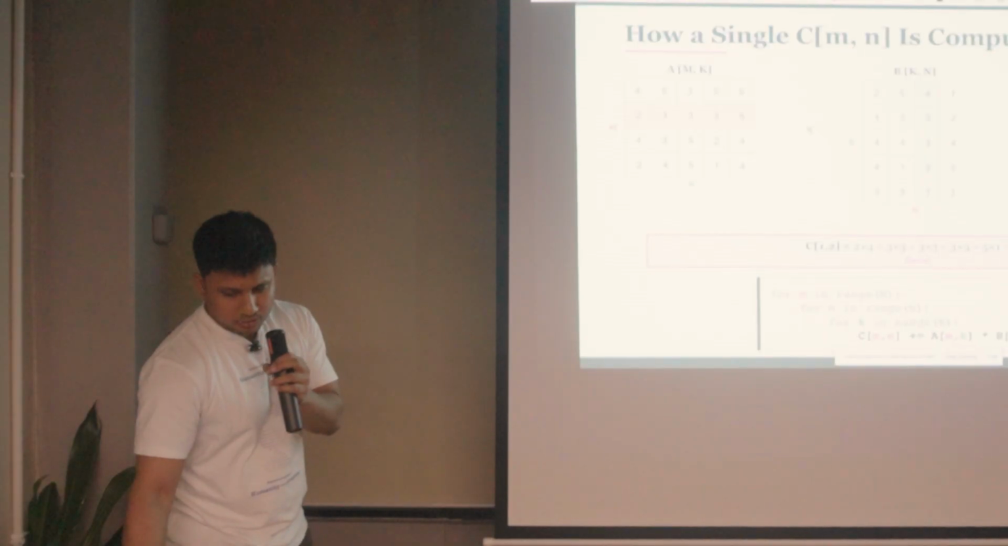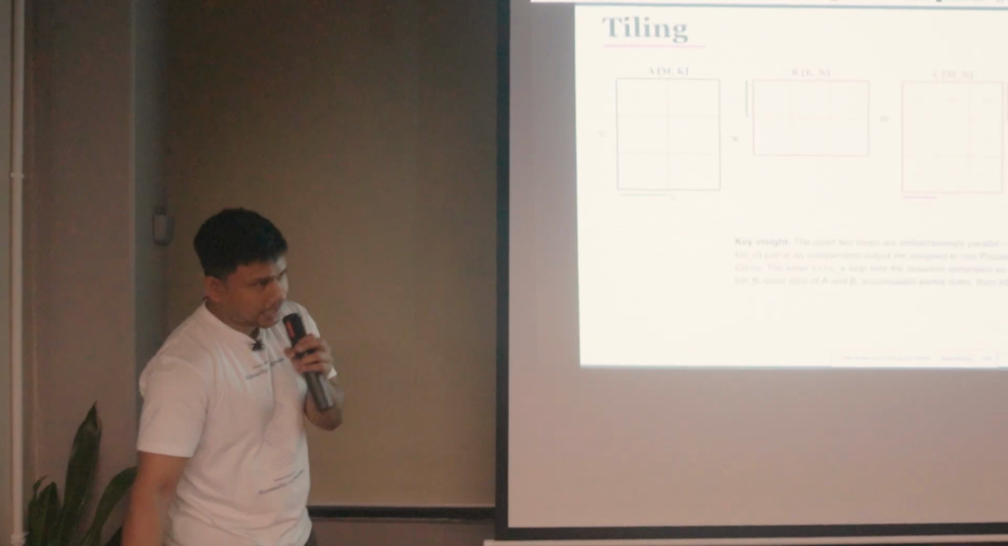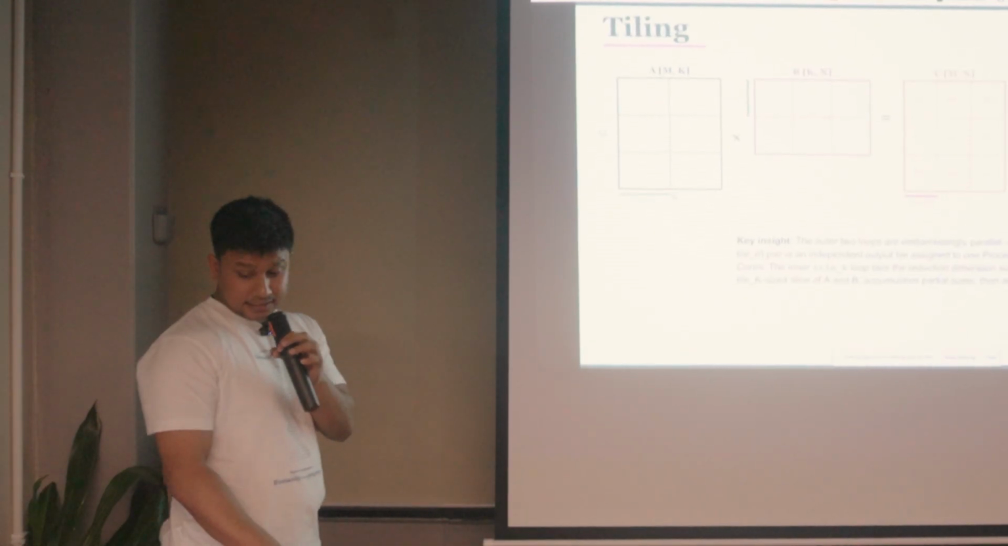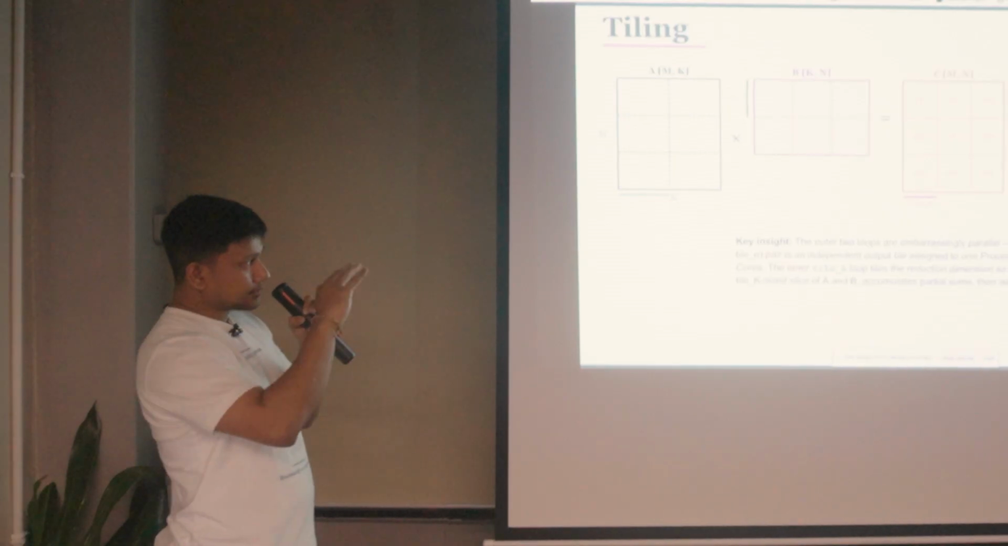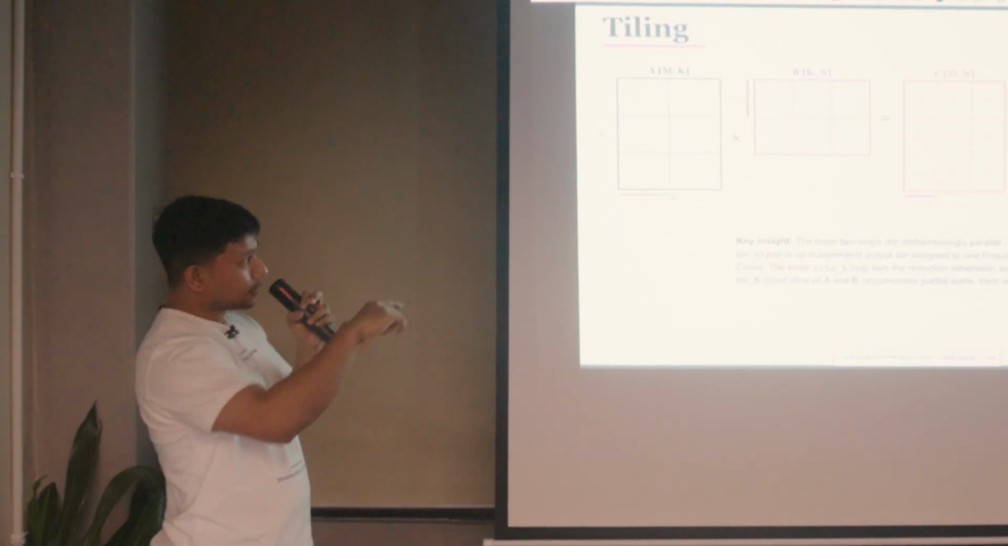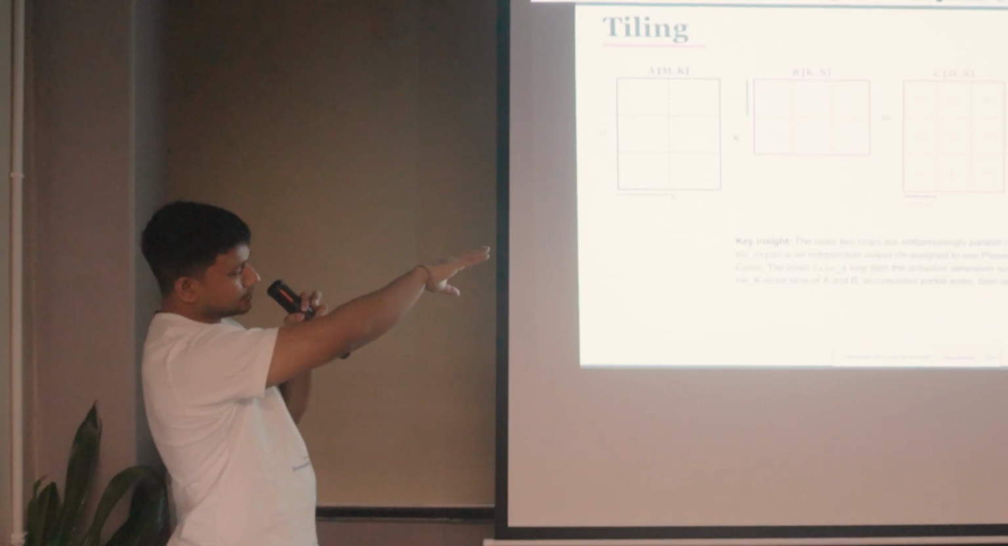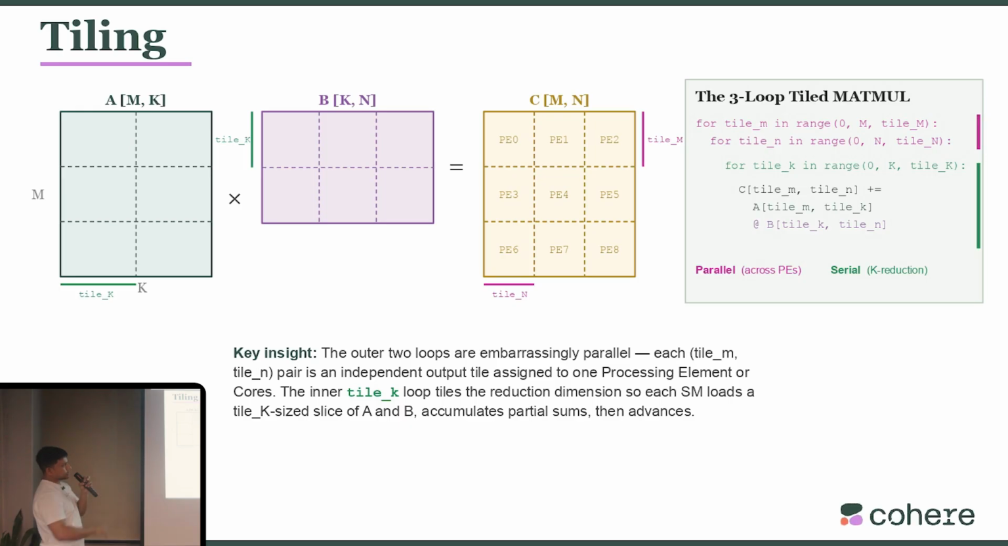Okay, so let's look at what tiling is. Now, instead of computing a single element, we basically compute a tile of elements. In this case, the tile size is tile M cross tile N. PE over here is the processing element. That means every PE can run in parallel and compute tiles.